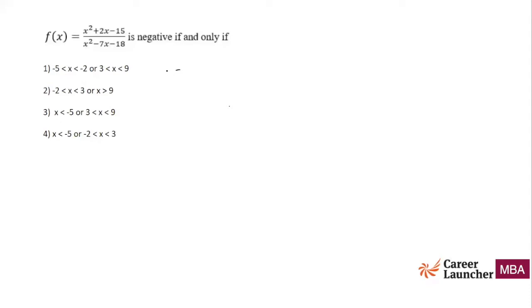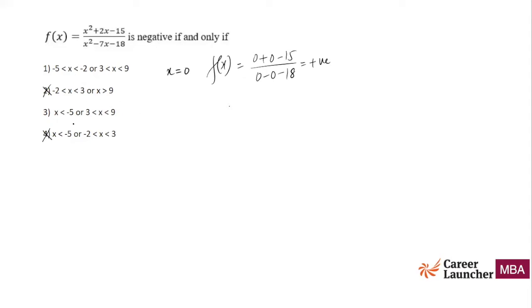So if I take x is equal to 0, 0 is not an acceptable value in first, 0 is an acceptable value in second, 0 is not an acceptable value in third, it is an acceptable value in fourth. So if I put x is equal to 0, I get f of x is equal to 0 plus 0 minus 15 upon 0 minus 0 minus 18, which gives you a positive value, right? Minus and minus will give you positive. But the question is about negative, so 0 should not be allowed. That means second option and the fourth option are ruled out.